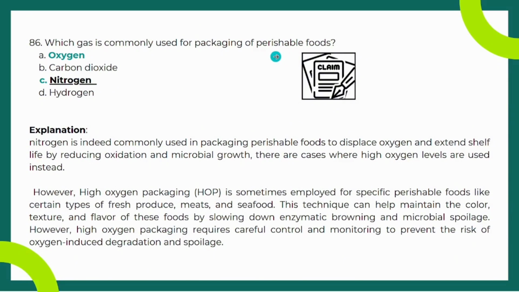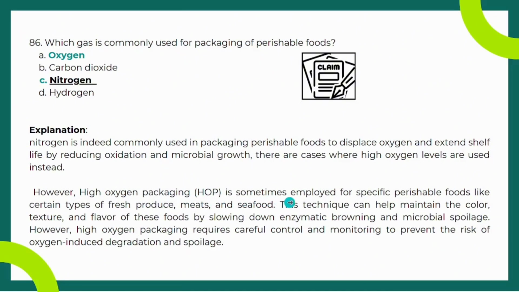In food packaging, the most commonly used gases are nitrogen, carbon dioxide, and oxygen. In fact, foods are packaged with a combination of gases. Rarely, for certain foods, only one gas is used entirely. For example, nitrogen in a chips packet. In fact, nitrogen is commonly used in packaging perishable foods to displace oxygen and extend shelf life by reducing oxidation and microbial growth. And there are cases where high oxygen levels are also used. High oxygen packaging.